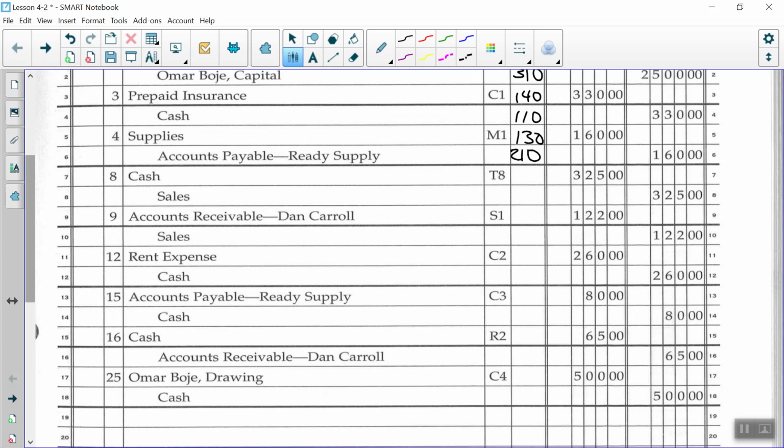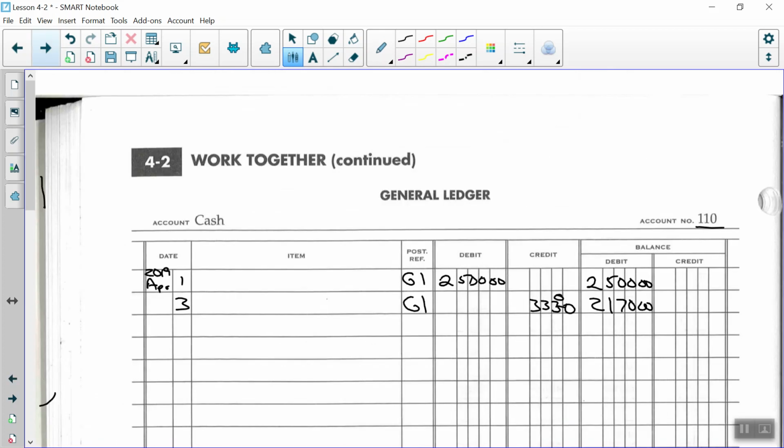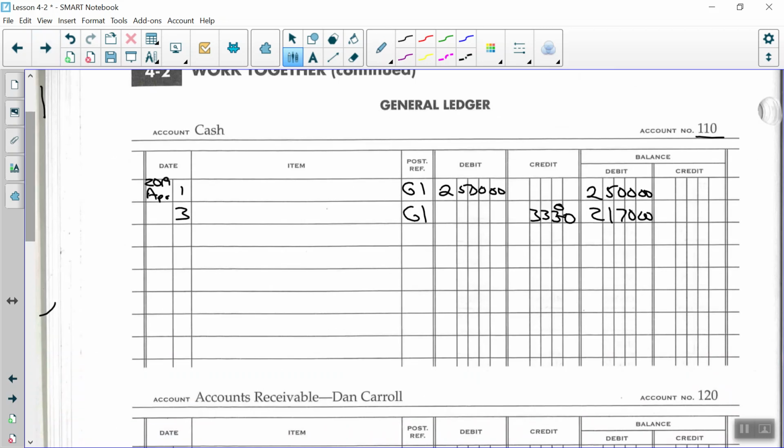All right, we received cash from sales on April 8th, $325. So we're going to go to our cash. And this is the 8th. So we're going to put 8 here. Post reference G1. We're going to debit 325. We have a debit and a debit. So do we increase or decrease? Increase. So we're going to add 2170 to 325. I get 2495.